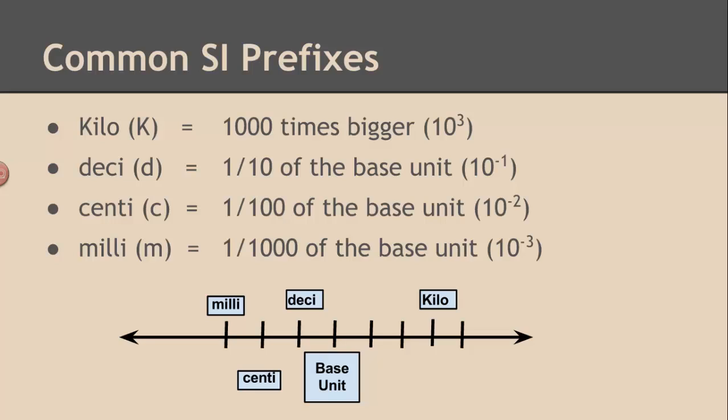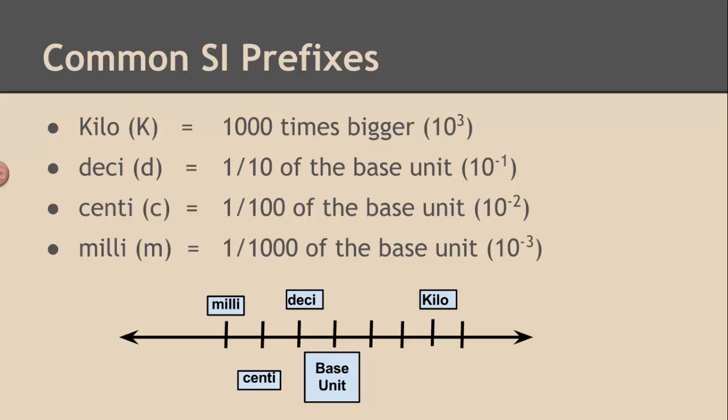10 to the third power is 1,000, so kilo is 10 to the third times the base unit. Deci is 10 to the minus 1. 1 over 10 would be written as 10 to the minus 1. 1 over 100 is 1 over 10 squared, or 10 to the minus 2. 1 over 1,000 is 10 to the minus 3, and so on.